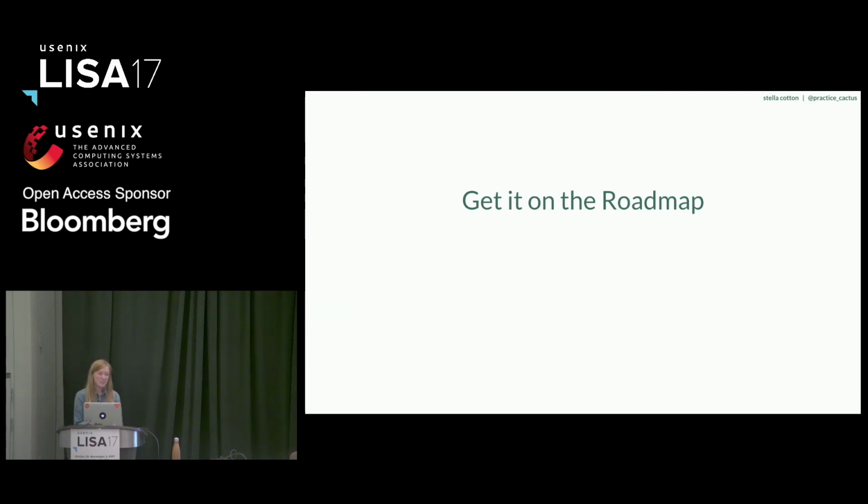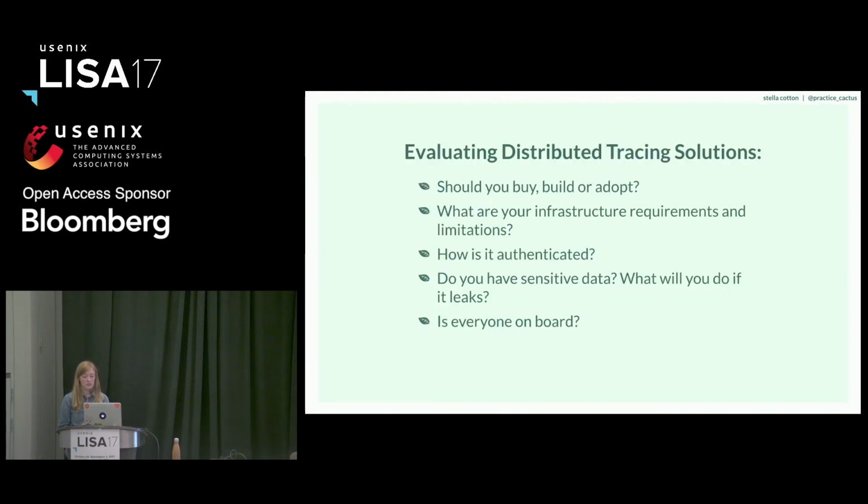Get it on other teams' roadmaps. Make it a priority. Don't just say, hey, this is a cool thing, and then 6 months later, people are like, what was that thing again? Or just open PRs. Even then, you're going to need to be able to talk about what you did, why you're adding it, and be prepared to deal with any latency issues that come across. So this is the full checklist of evaluating a distributed tracing solution.